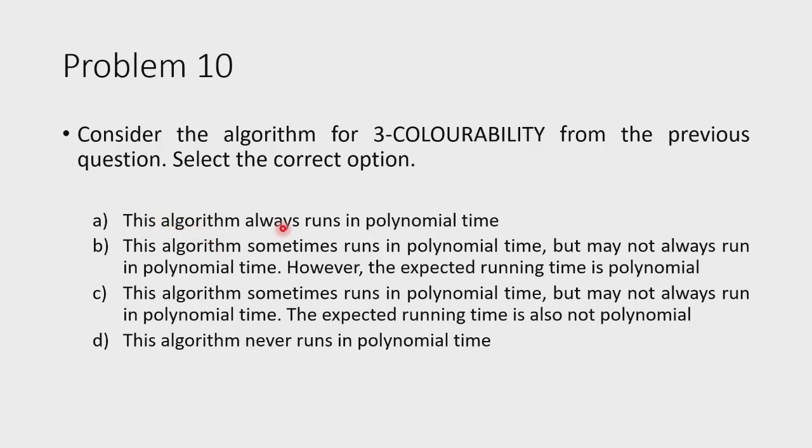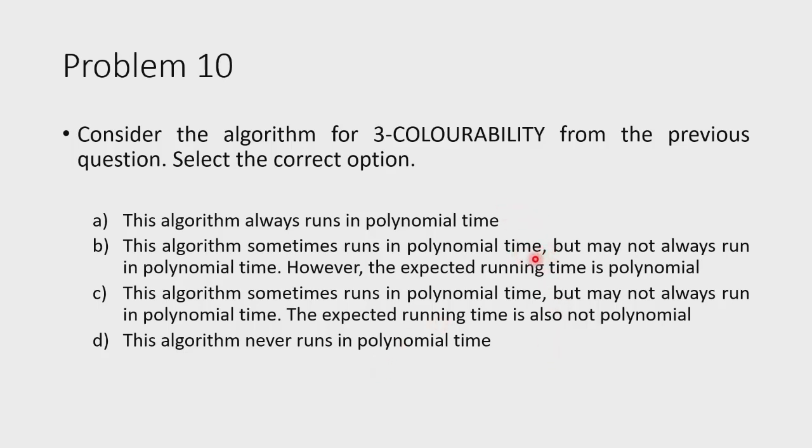The algorithm always runs in polynomial time. The algorithm sometimes runs in polynomial time, but may not always run in polynomial time; however, the expected running time of the algorithm is polynomial. The algorithm sometimes runs in polynomial time, but may not always, and the expected running time also need not be polynomial. And the algorithm never runs in polynomial time. Would you like to guess which answer is correct?